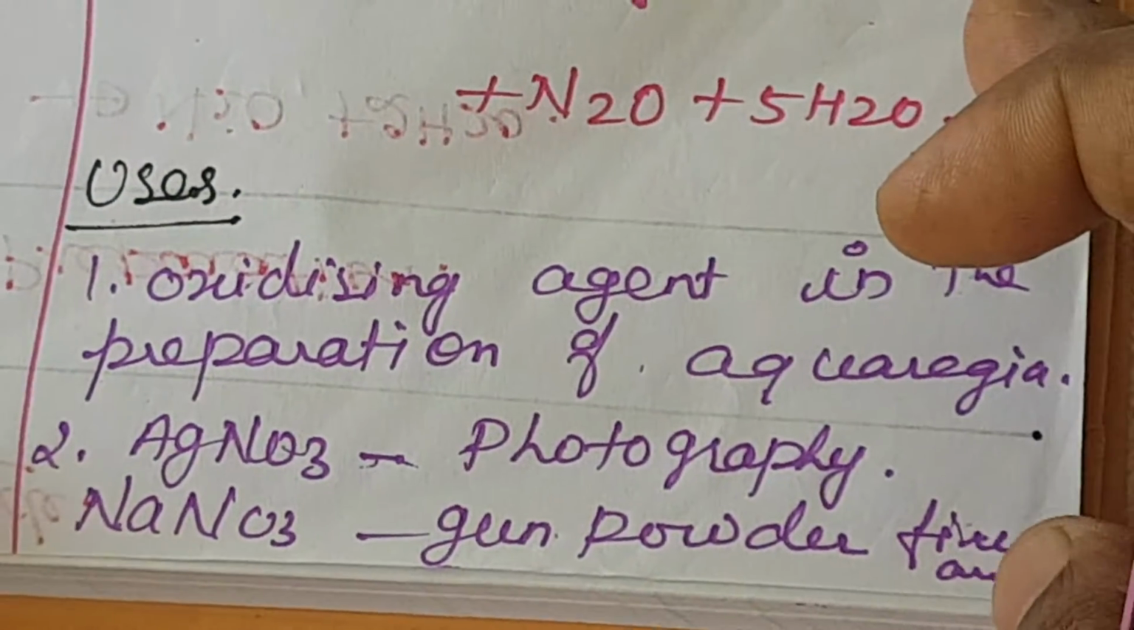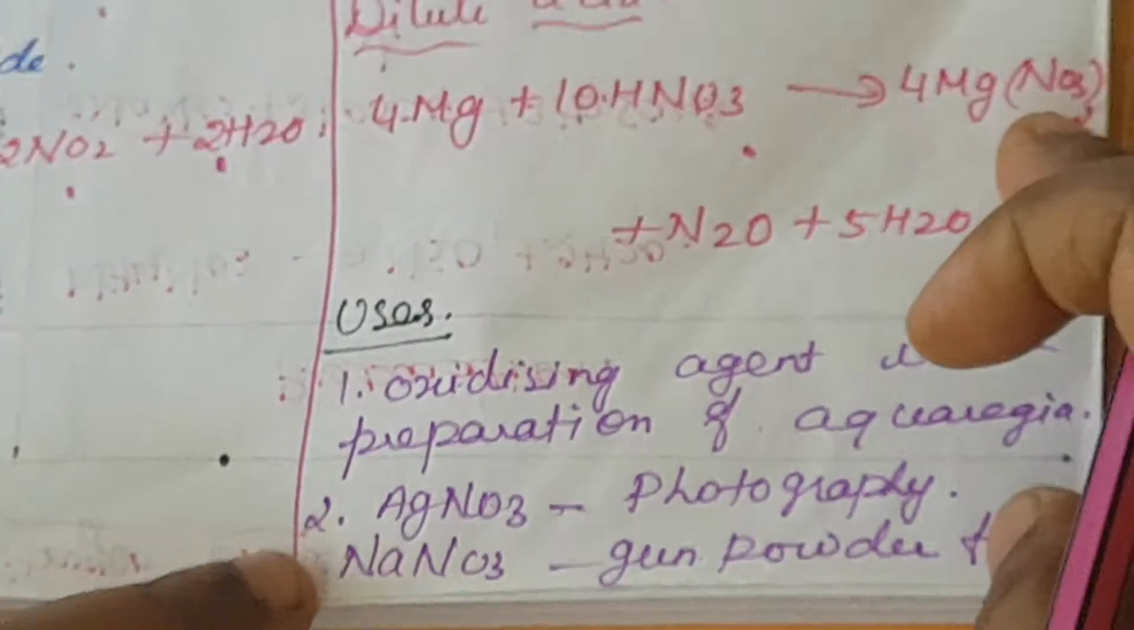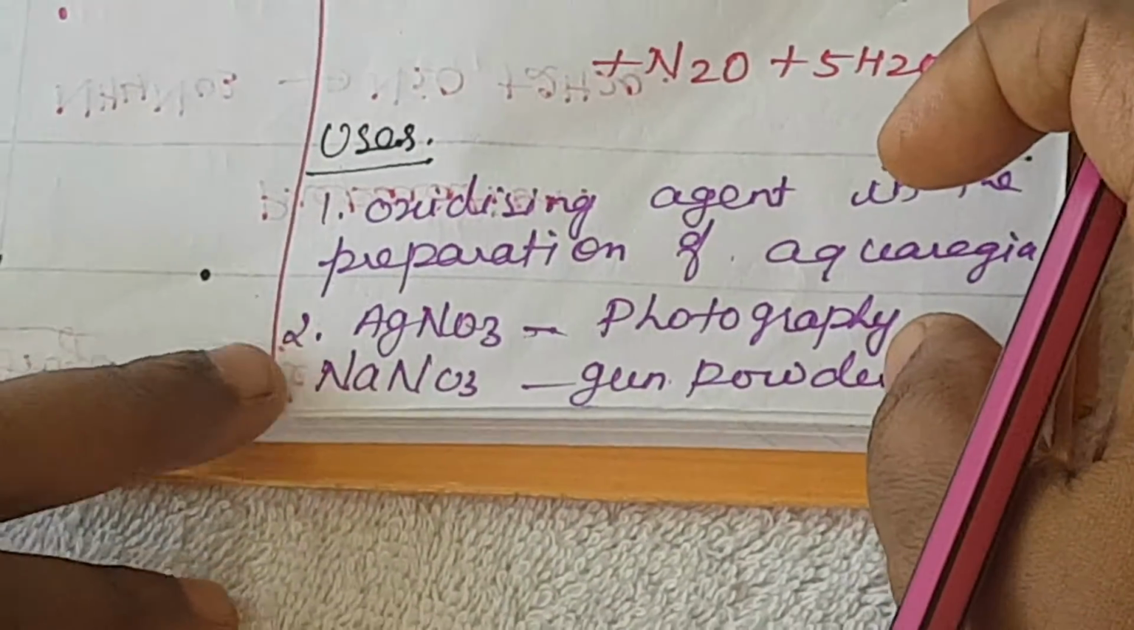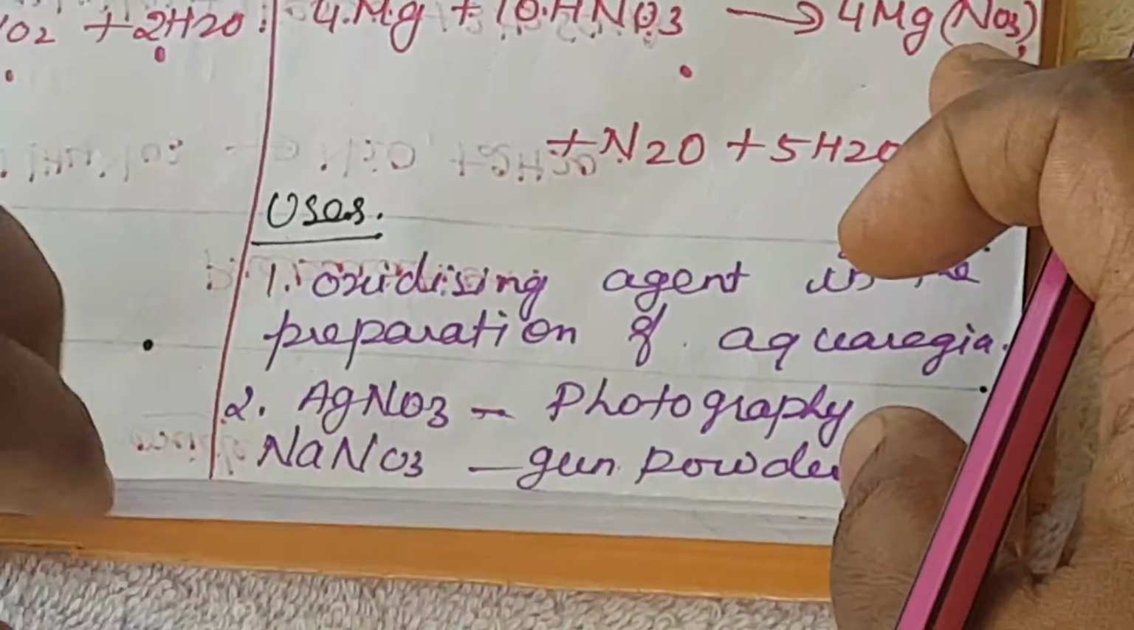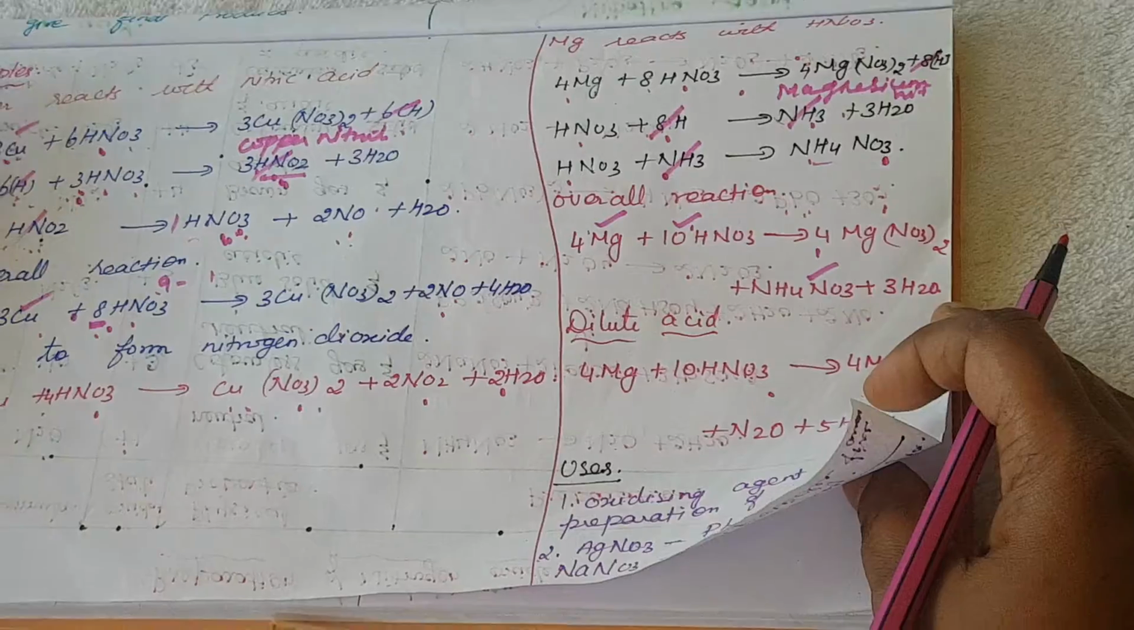Then silver nitrate is used in photography, and sodium nitrate is used as gunpowder in fireworks factories. So that is for fireworks. Sodium nitrate is used as gunpowder. Silver nitrate is used in photography. Okay, so these are all the uses of nitric acid. Okay, so next one.